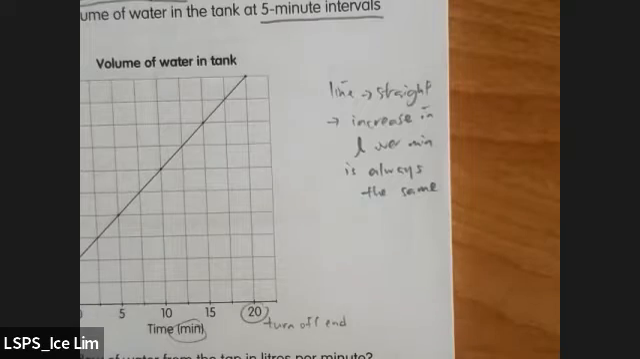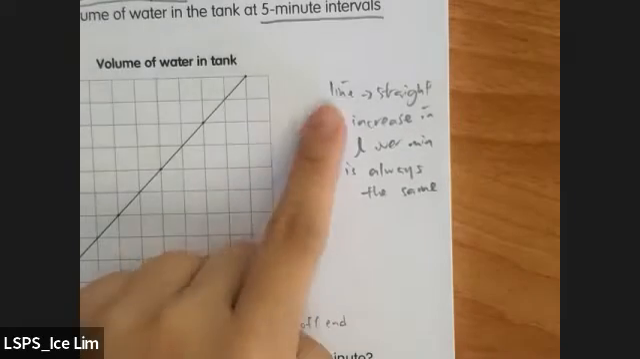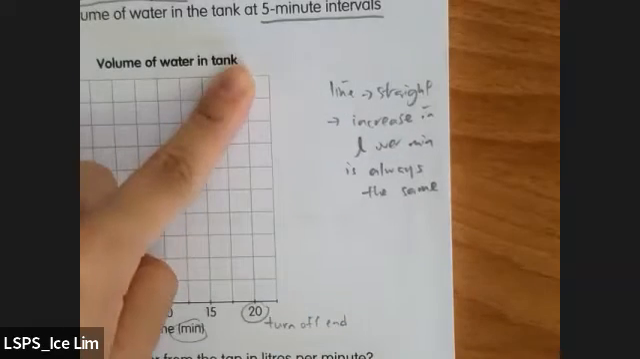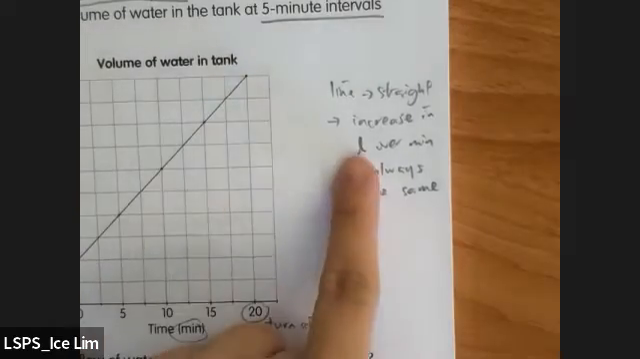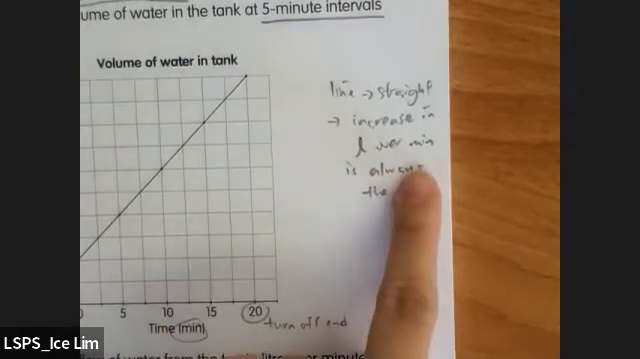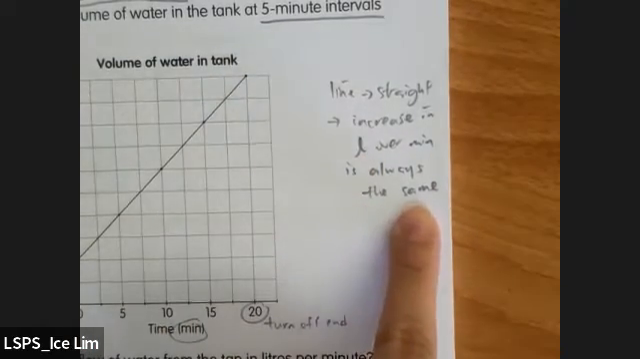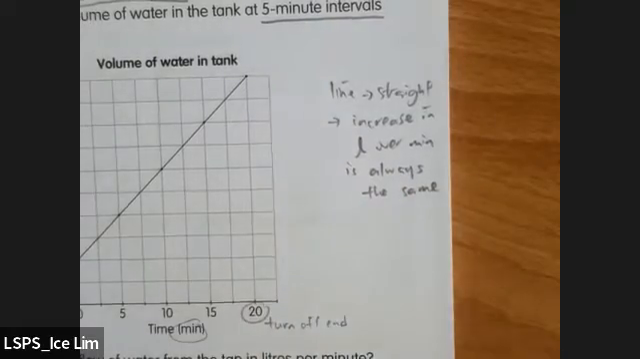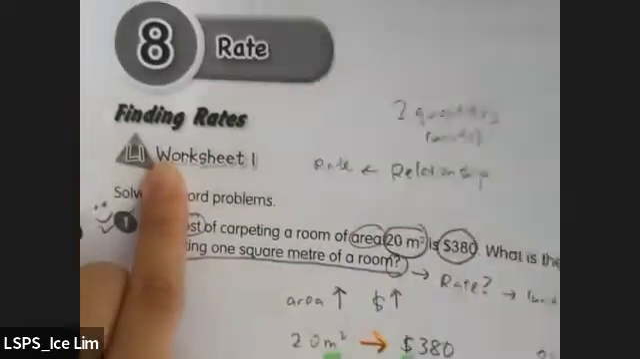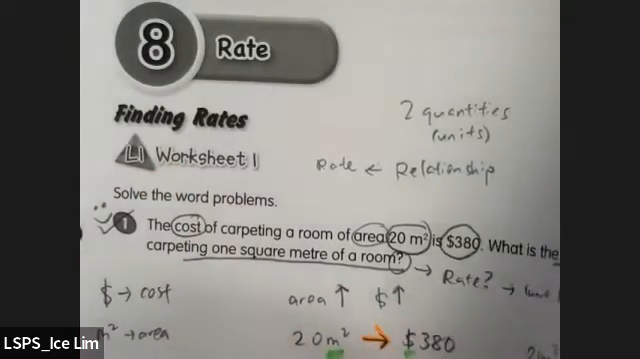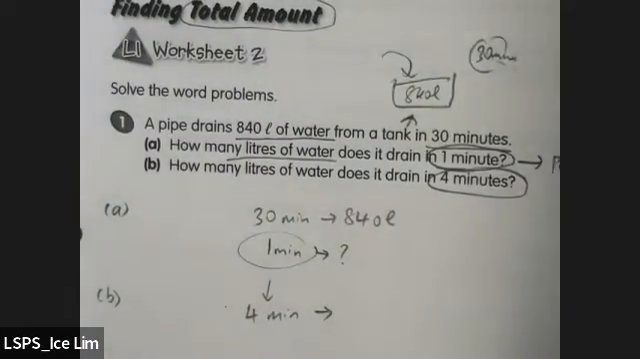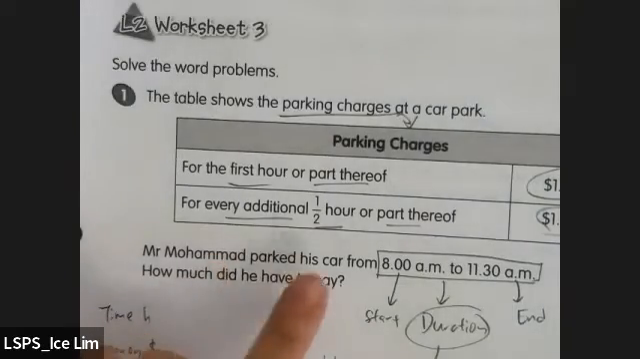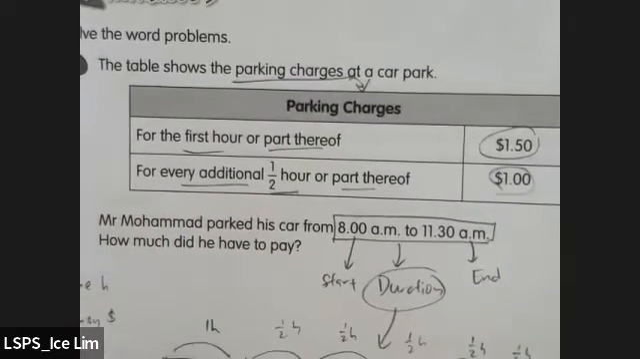So here, I just wrote down what Benson said. There's a shorter way of explaining this. He said, the straight line here means that the increase of the volume of water in liters over time in minutes is always the same. Now, earlier on in rates, when we first learned rates, I told you there are two types of rates that we are learning at primary 5. Do you remember what are the two types of rates?